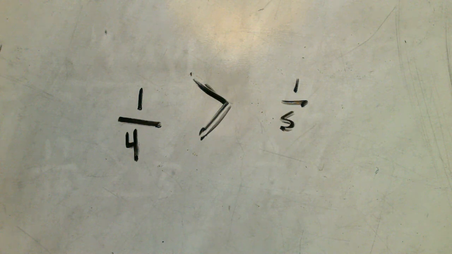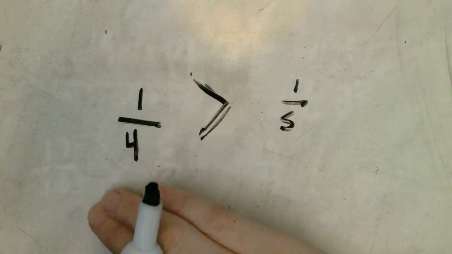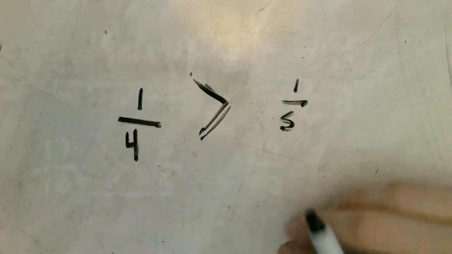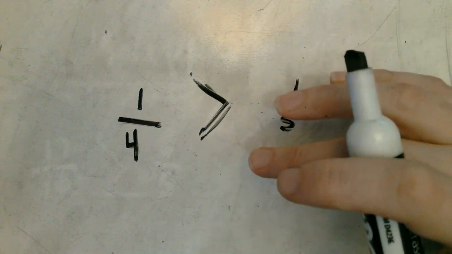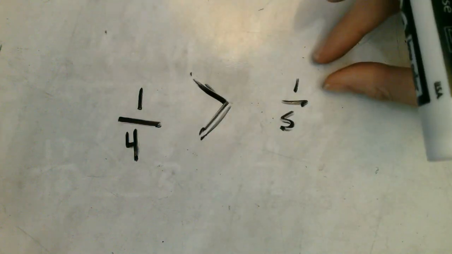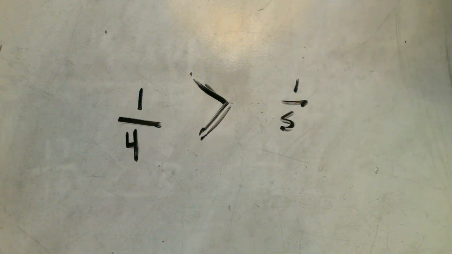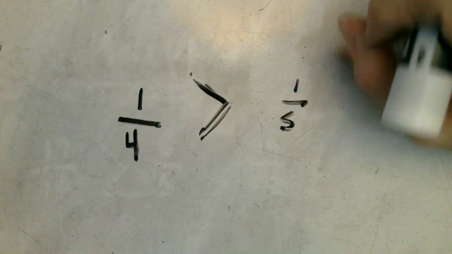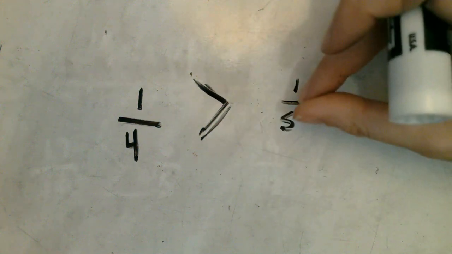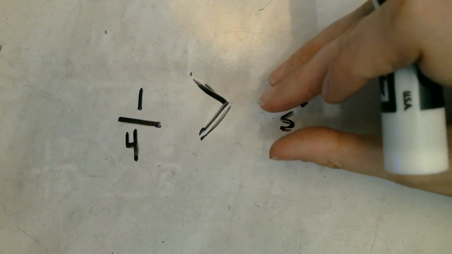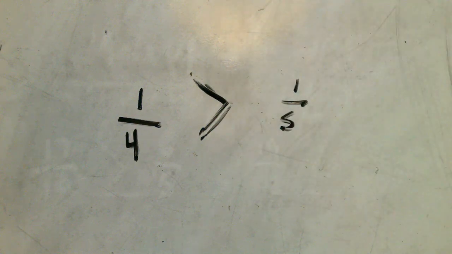We can draw ourselves a strip diagram. We can partition our whole into fourths on one strip diagram and fifths on the other. Since there are more fifths than fourths, each fourth piece is going to be bigger than a fifth piece. We can tell that using our strip diagram. You might also know that 1/5 is less than 1/4 because fifths are smaller than fourths. You might know that without actually drawing your strip diagram, but it may help.